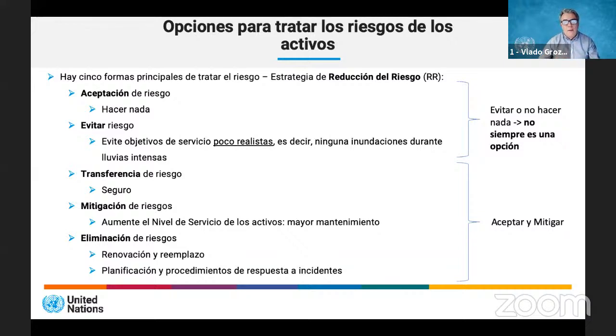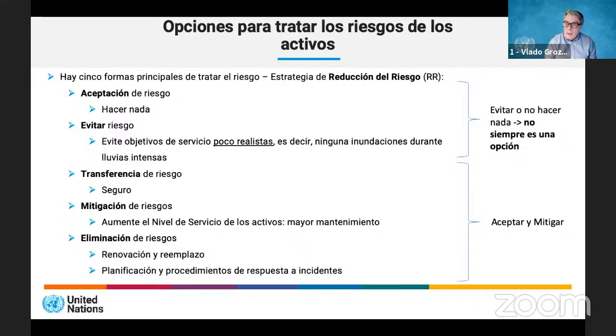Risk avoidance is unrealistic service objectives. Then maybe we have put our objectives indicators too high, so then we have to recheck. For example, there is no flooding during the intensive rains. For example, we thought it's gonna be intensive rains in the next period, but when we checked, these objectives or parameters or indicators are not really realistic. This is also not an option. We have to go further.